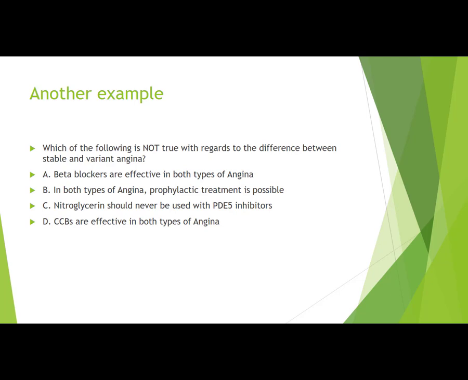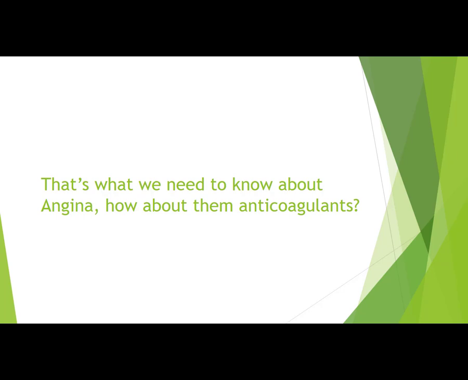So which of the following is not true? A, B, C, or D? Give you a few seconds here. If you chose A, you are correct. The answer says beta blockers are effective in both types of angina, which is not true. Beta blockers are only used in stable angina and not variant. Okie dokie. Well, that's all we need to know about angina.